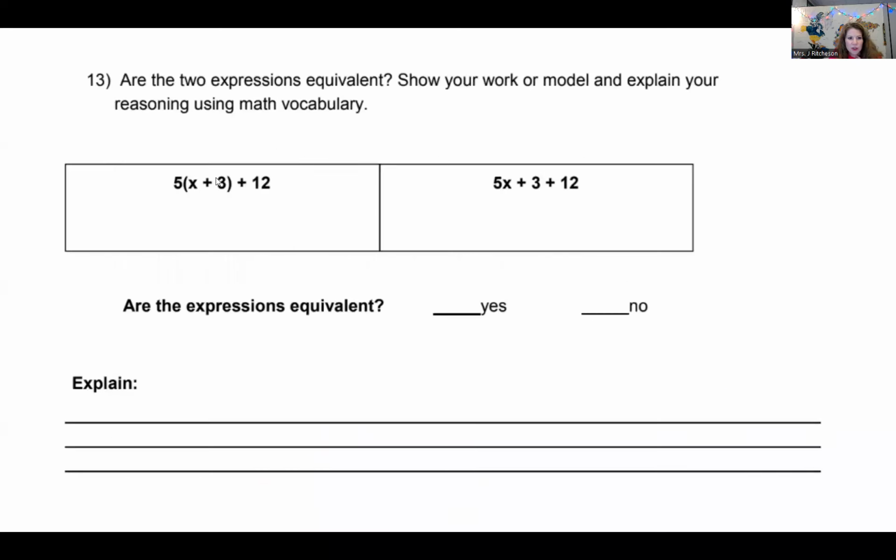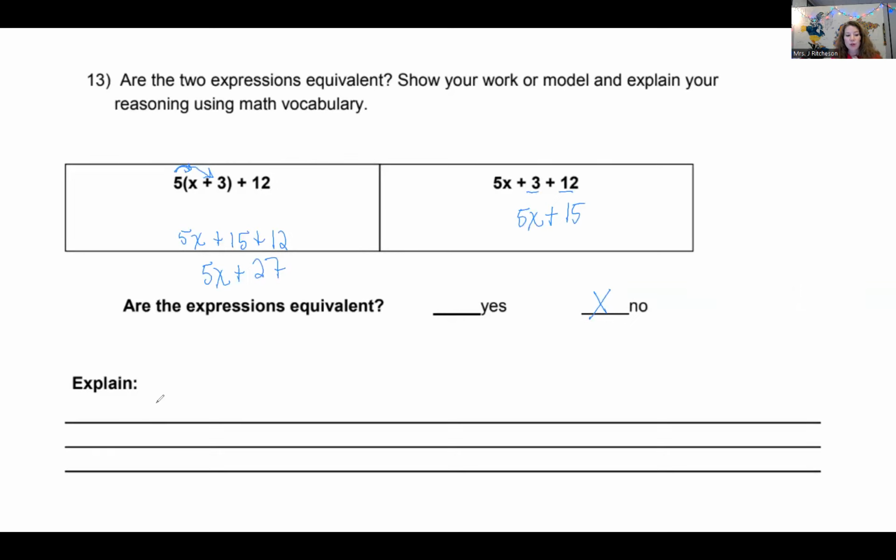So number 13, are the 2 expressions equivalent? Show your work or model and explain your reasoning. All right, so are these equivalent? So the answer is no, they are not equivalent. Why? Because when you distribute the 5, you wouldn't get 5x plus 3, you would get 5x plus 5 times 3 is 15 plus 12. All right, so if I simplify this and combine like terms, my final answer would be 5x plus 15, but this one is 5x plus 27.